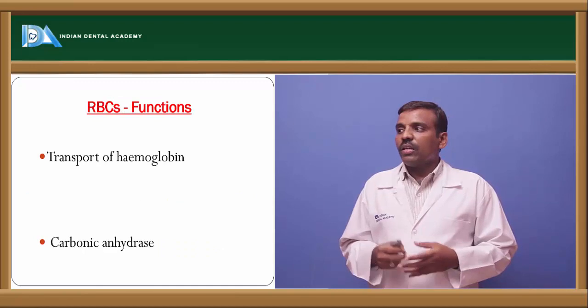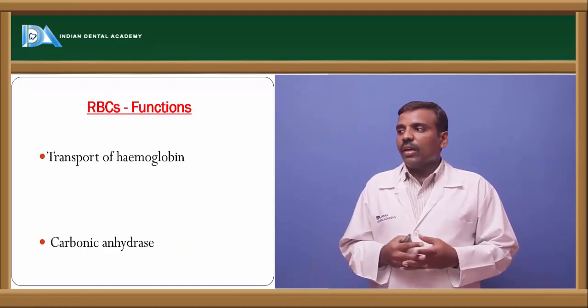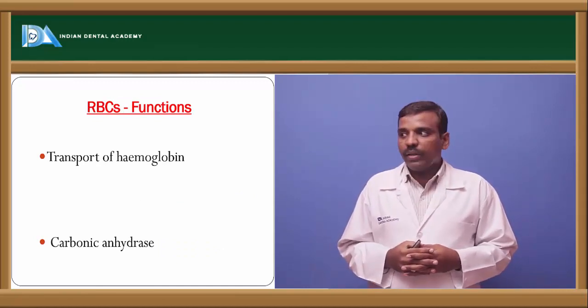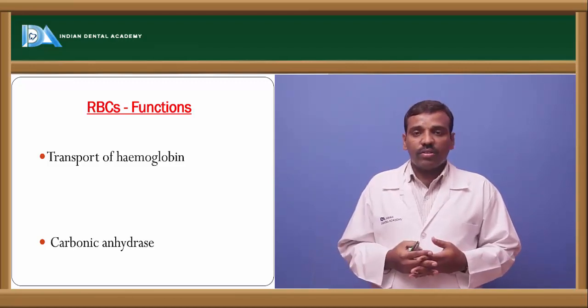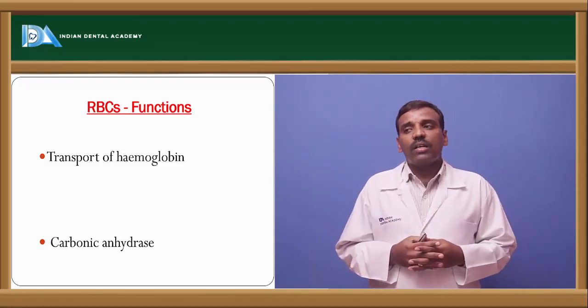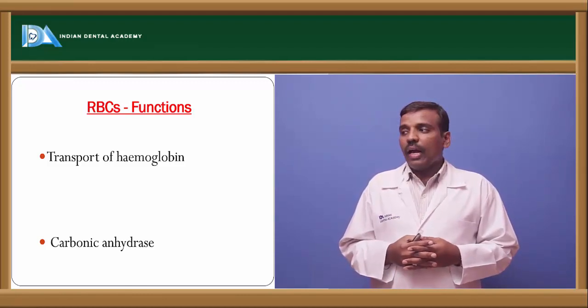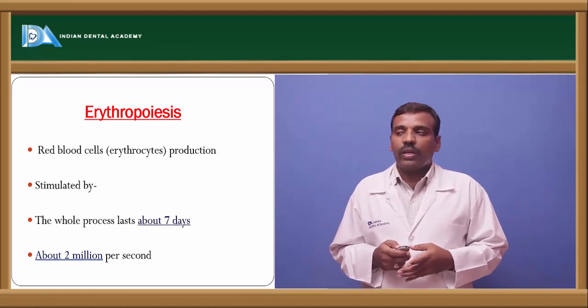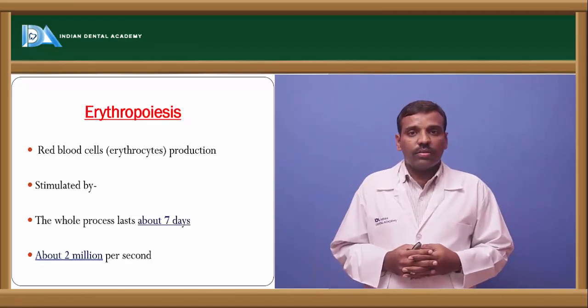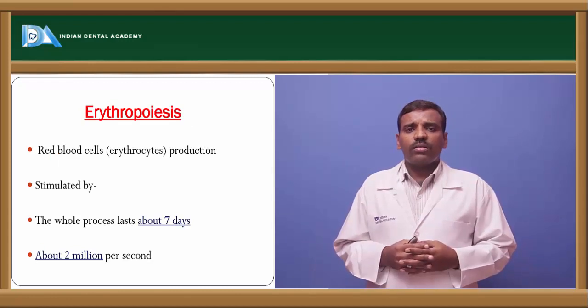And next one is the functions of the RBCs, like transportation of the hemoglobin, and next one is carbonic anhydrase. If you see the transportation by the hemoglobin, it transports gases, and the carbonic anhydrase in the state of that. Okay, and next, erythropoiesis. What is this erythropoiesis?